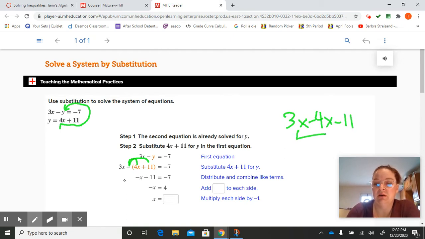Then we combine our like terms, which is where the minus x minus 11 equals -7 comes in. So they did two steps in one. Then they add 11 to both sides. And we get -x equals 4. Multiply each side by -1 or divide by -1, either way. And you get positive x equals -4.